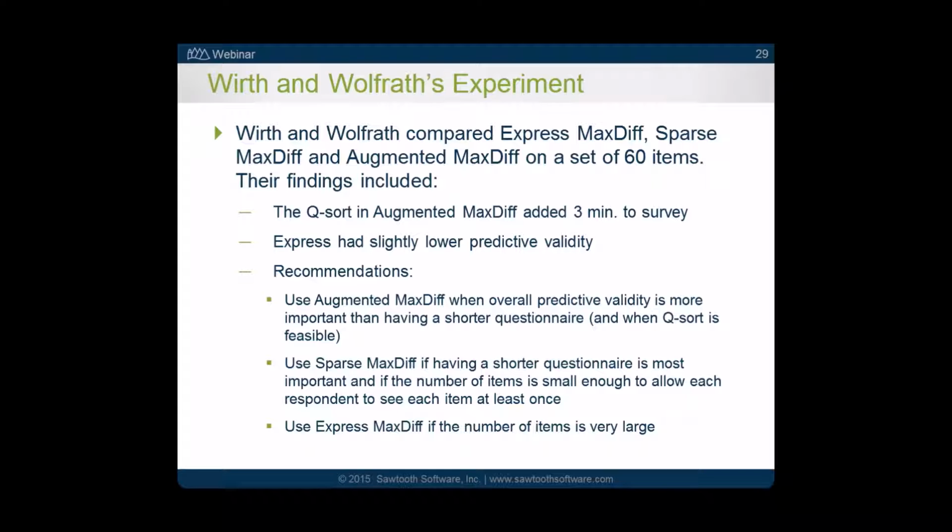They liked using augmented MaxDiff when predictive validity is the most important thing, when it's more important than having a short questionnaire. They said if having a short questionnaire is really important, use sparse MaxDiff, but if the number of items gets really, really huge, use Express MaxDiff. That was their recommendation.